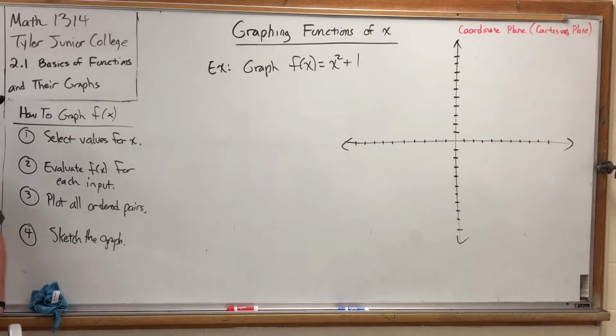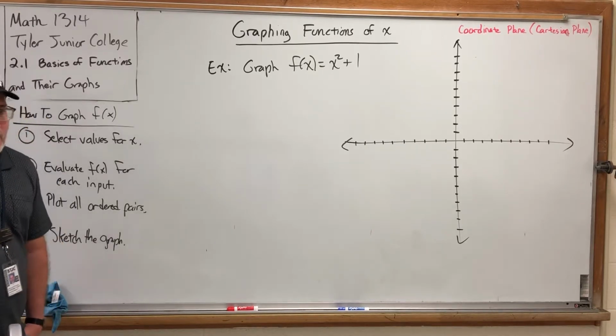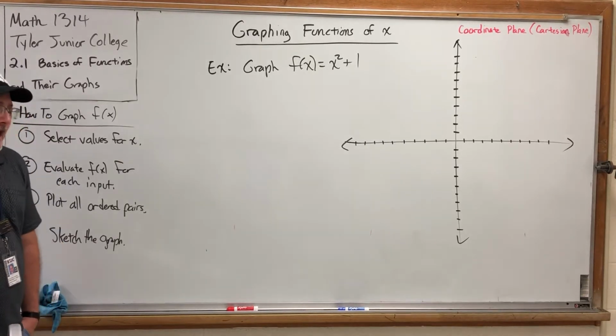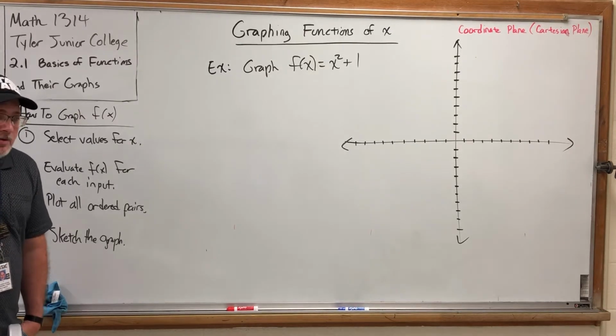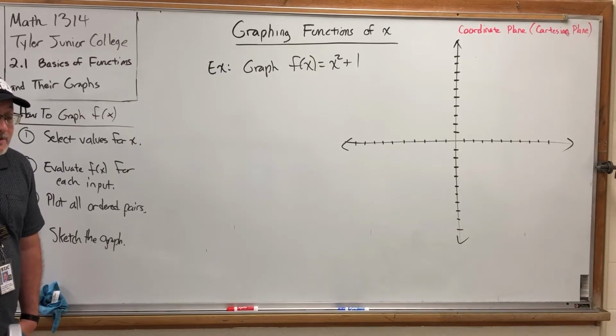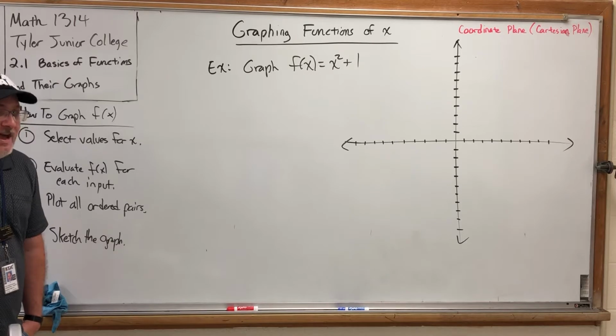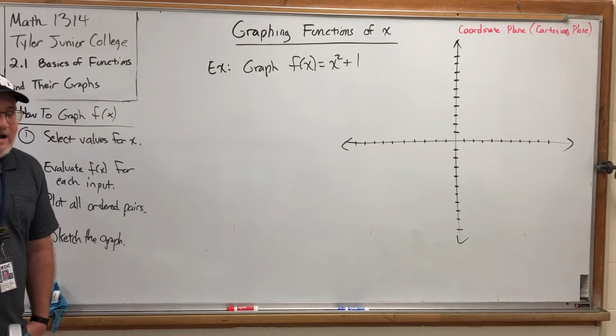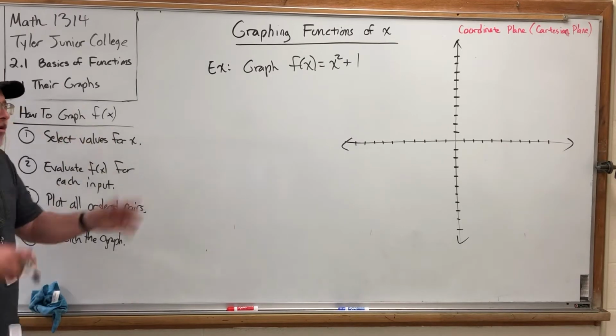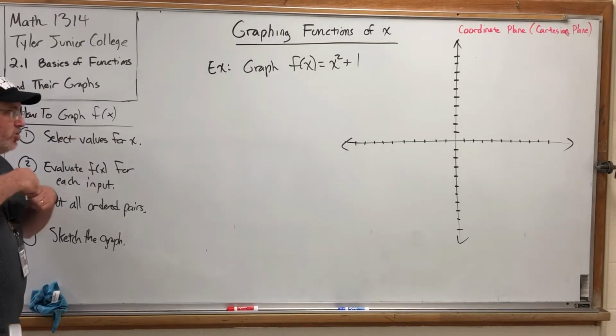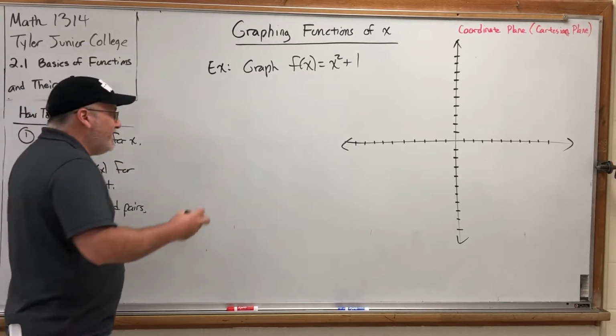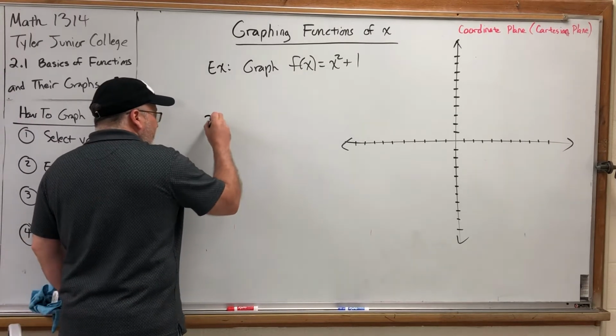Number one, select values for x. And right out the gate, people are like, well, what number do you want me to pick? I don't know, just pick one. I don't know what number to pick. Just pick a number at random. Okay, how many of them do you want me to pick? I don't know, until you have enough. How many is that? So people tend to struggle right out the gate with graphing because they can't make random choices.